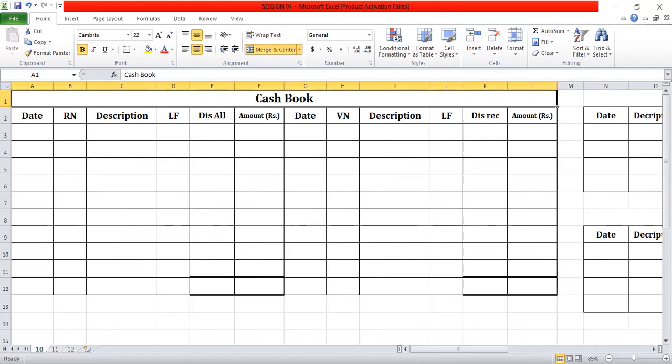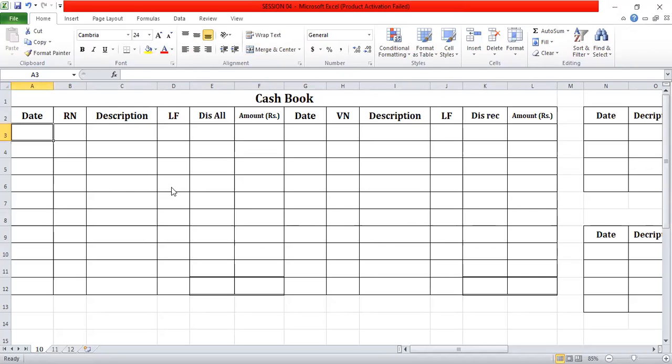Right. Let's read the question from the beginning. The following transactions took place in the business of Sena Nayaka during the month of May 2022. 1st of May, balance of the cash book 46,000.